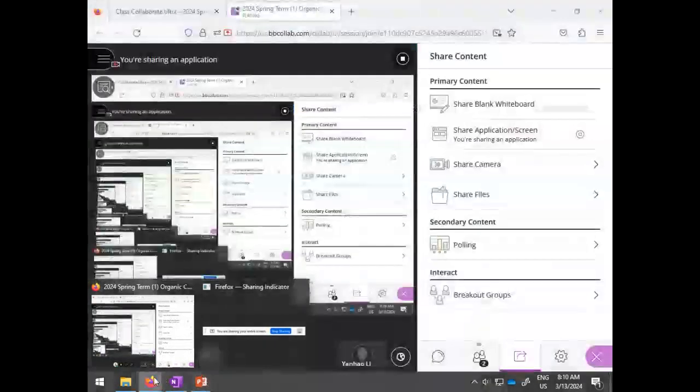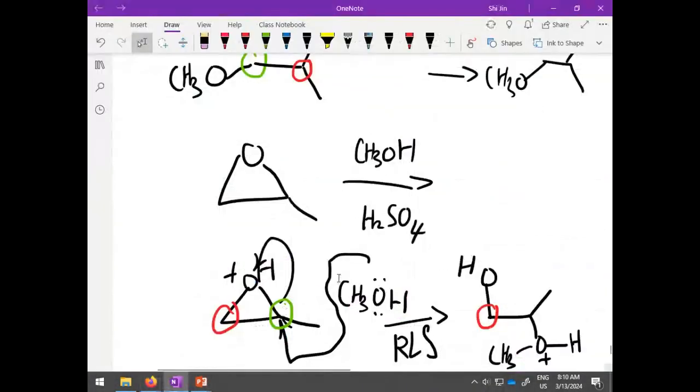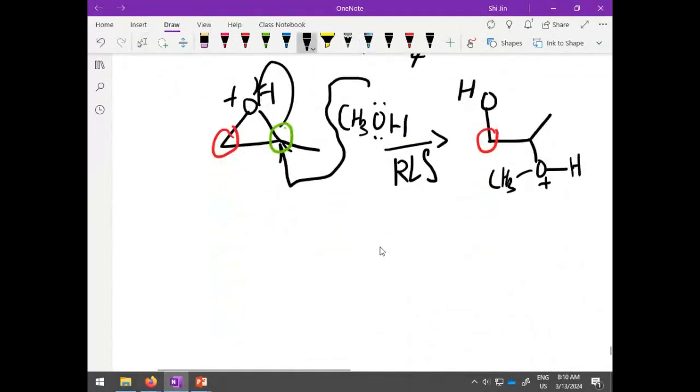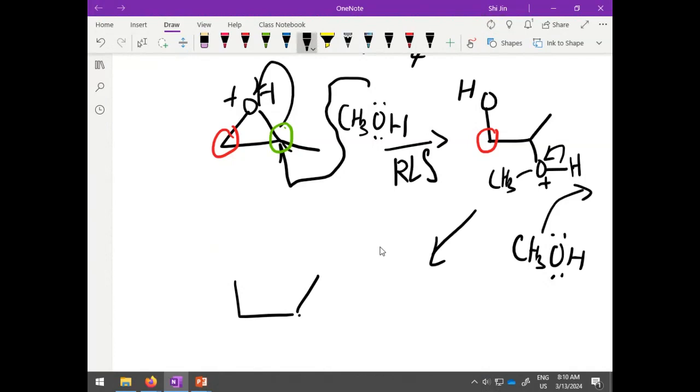Don't worry about this not being recorded, because this is just to summarize what we learned last class. Okay? And that's a really big step. And as you can see, the methanol can come over to take the proton away, okay? Give you the final product. And the red one, green one, okay? And obviously you get the product.